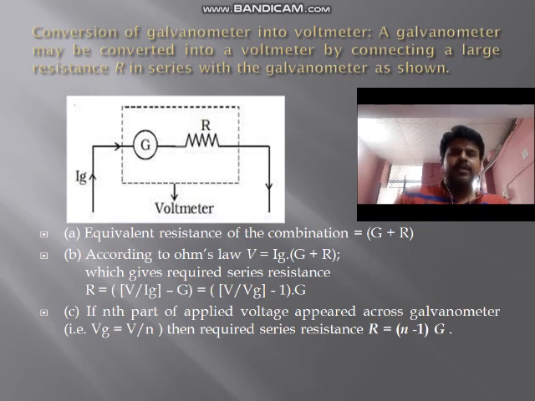Solving this equation, we get the resistance R is equal to V by Ig minus G, or V by Vg minus 1 times G. The nth part of the applied voltage appears across the galvanometer, that is Vg is equal to V upon N. Then the required series resistance R is equal to N minus 1 times G.